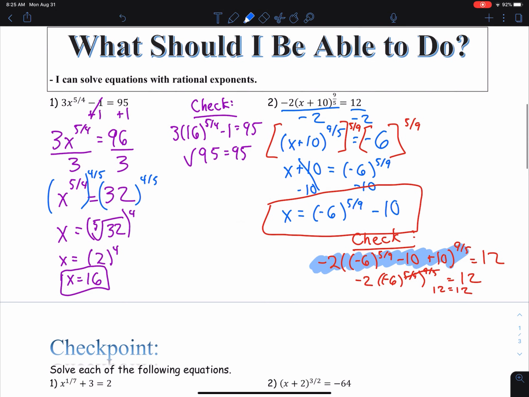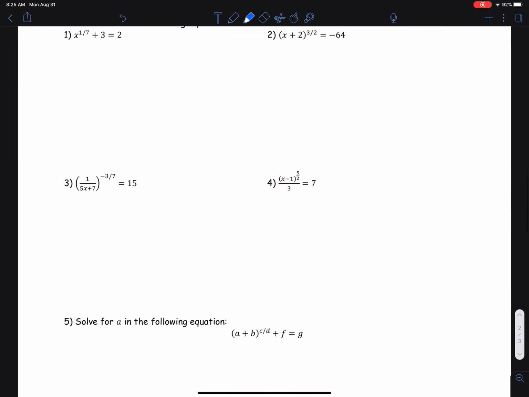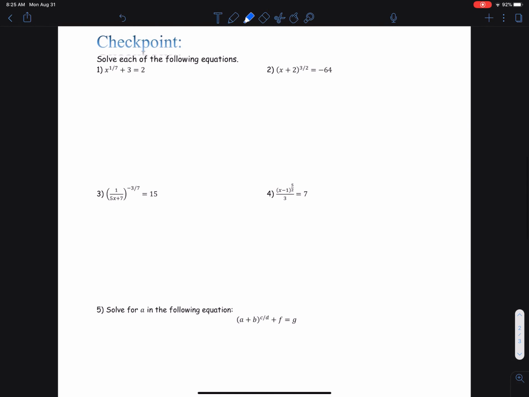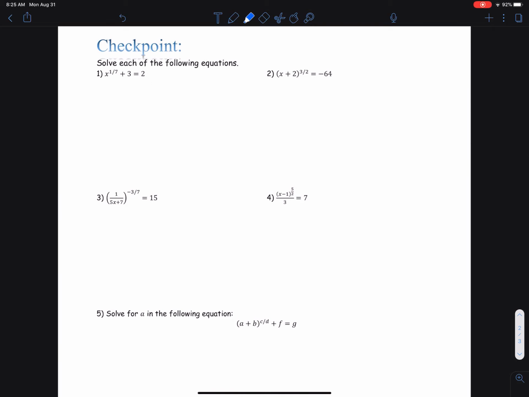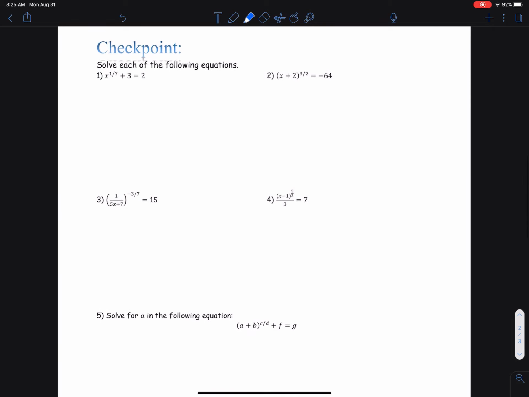So after this is just a checkpoint, bunch of different solving equations with rational exponents. I want you guys to do 1 through 5. Pause the video, take 5 to 10 minutes, might even take longer, and play the video. Once you're done, we'll go over each of them.